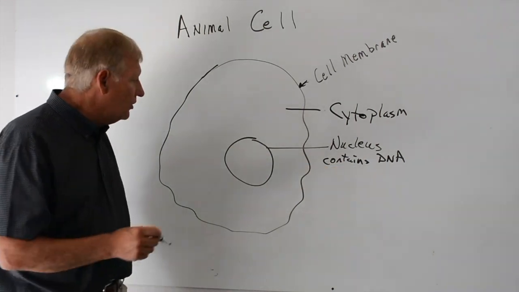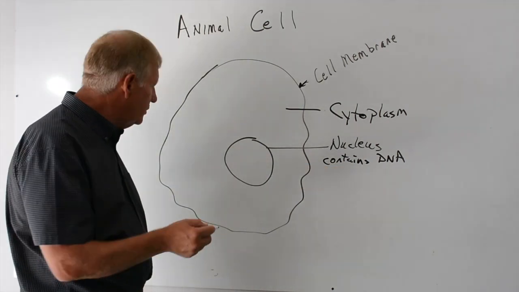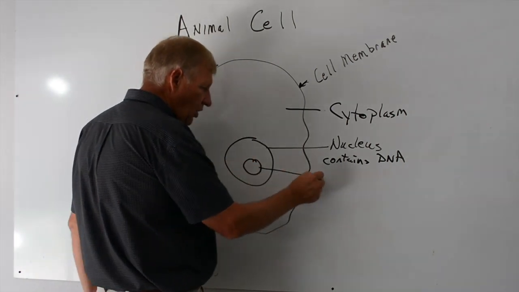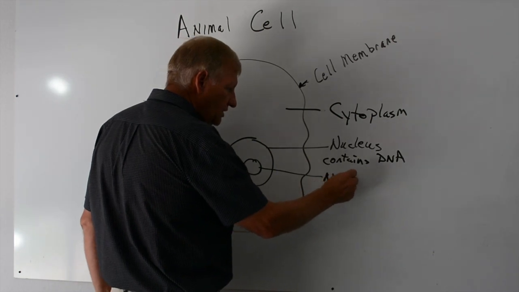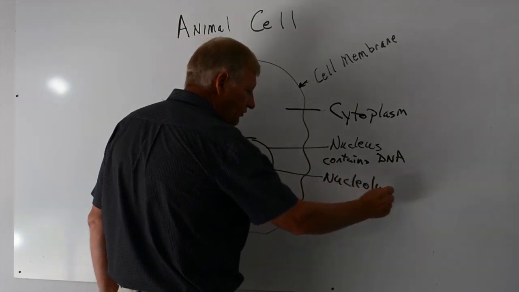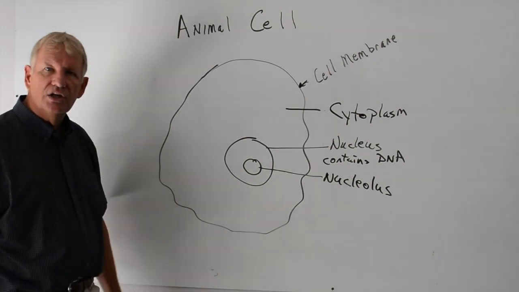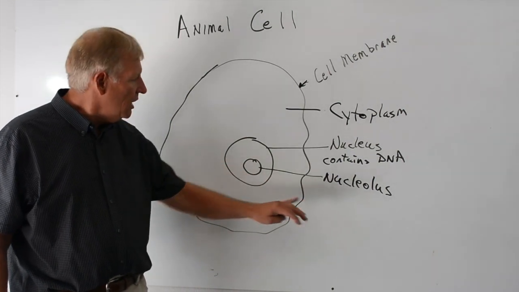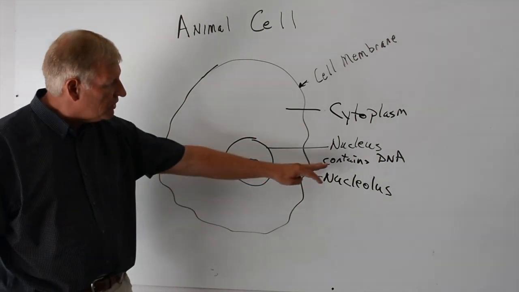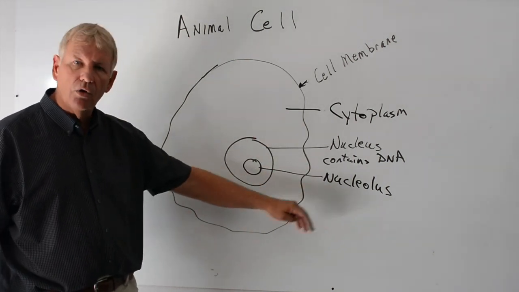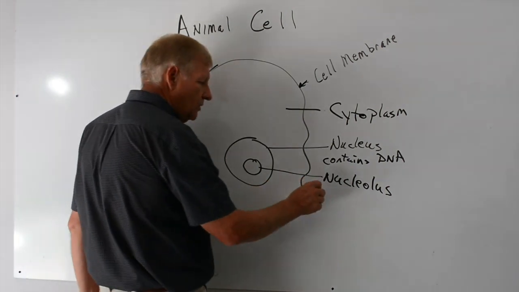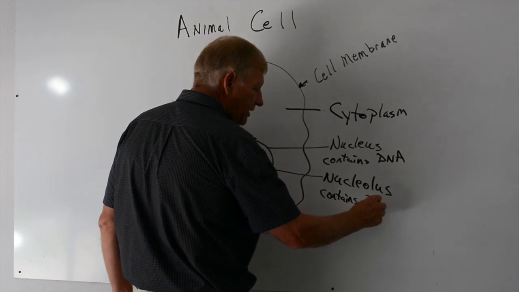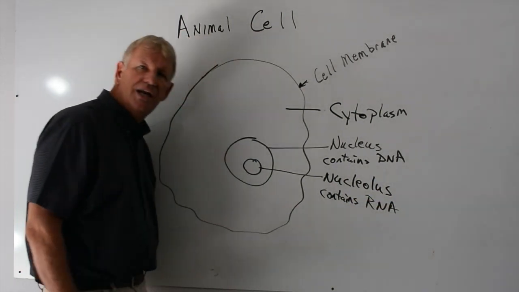But then there's another nucleus inside of the nucleus. We have another little nucleus, and this is called the nucleolus. A nucleolus is kind of Latin for a nucleus within a nucleus. So you can see we have the overall nucleus, which contains the DNA. Then we have the nucleolus, which contains RNA.